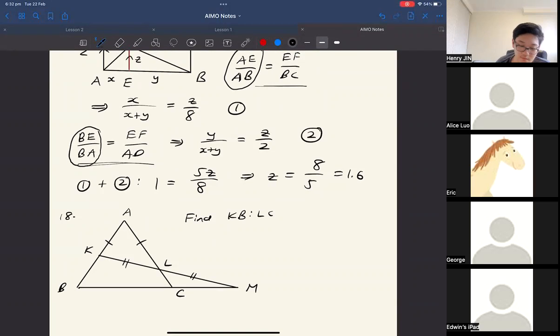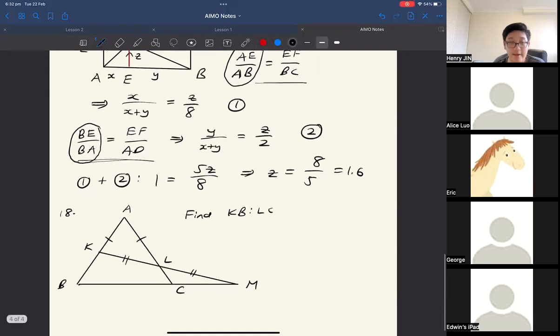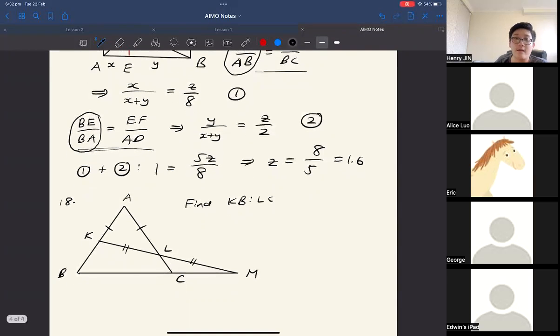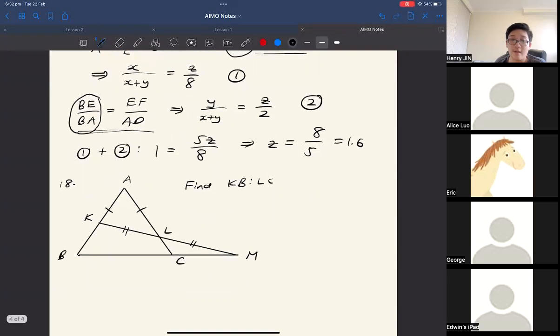Okay, so yeah, that is a good idea. Somebody suggested that if we make a triangle similar to ABC, now how do we do that? There are a few candidates. The most common way of making similar triangles is to construct a parallel line. Yeah, that's the most common way.